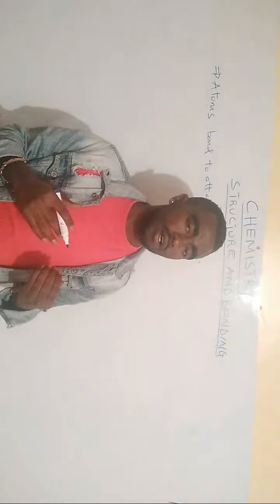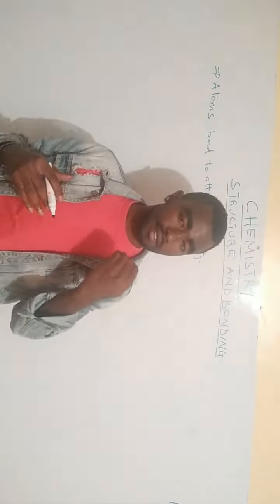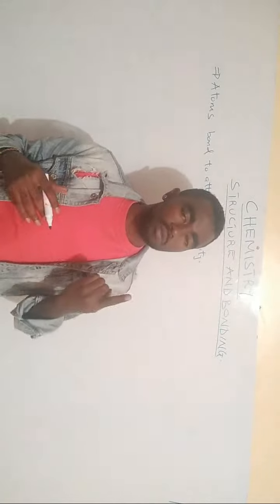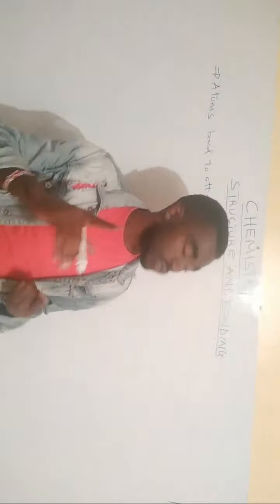Now, what do I mean when I talk of stability? We say an element is stable when the outermost energy level is filled by either 8 or 2. But for the case of 2, it must have only one energy level. This is what I mean. If I take an atom like magnesium, the atomic number of magnesium is 12.